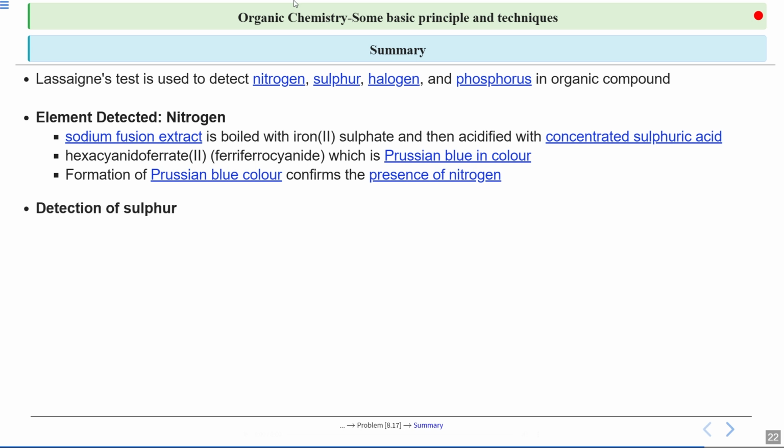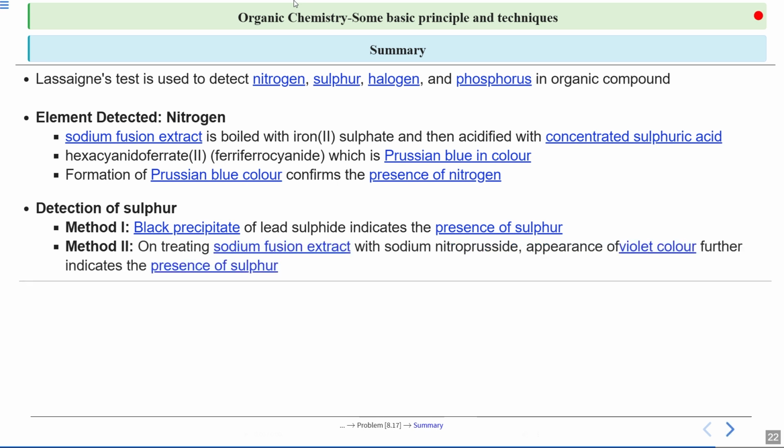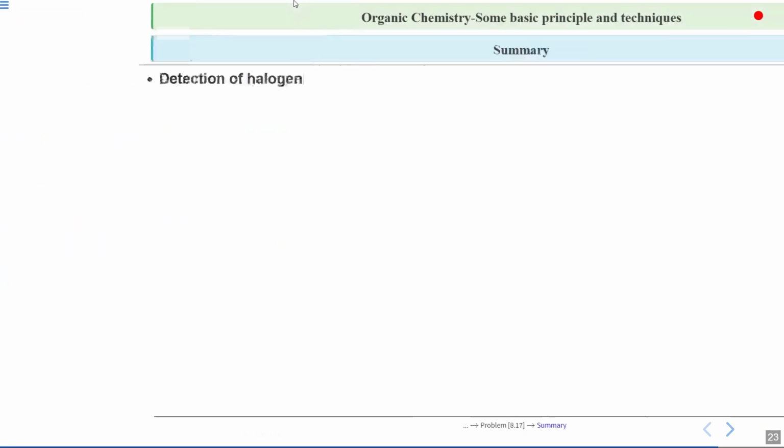Moving on to the next, we have detection of sulfur. For sulfur detection, we have two methods. Method number 1 involves the formation of a black precipitate of lead sulfide, which indicates the presence of sulfur. This method relies on the reaction between sulfur and lead, resulting in a visible black precipitate. Method number 2 involves treating the sodium fusion extract with sodium nitroprusside. The appearance of a violet color further indicates the presence of sulfur, and this method provides an additional confirmation, ensuring the accuracy of our detection process.